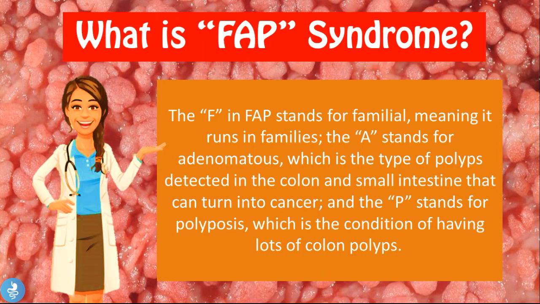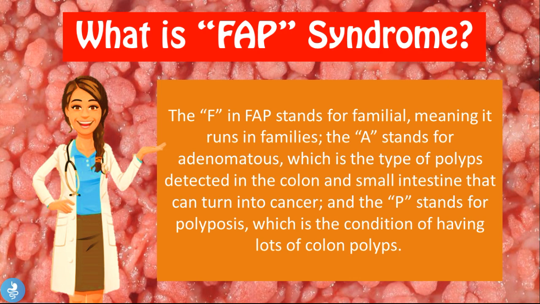So before we get into the details of familial adenomatous polyposis, let's look at what FAP syndrome actually is. The F in FAP stands for familial, meaning it runs in families. The A stands for adenomatous, which is the type of polyps detected in the colon and the small intestines that can turn into cancer. And the P stands for polyposis, which is the condition of having lots of colon polyps.